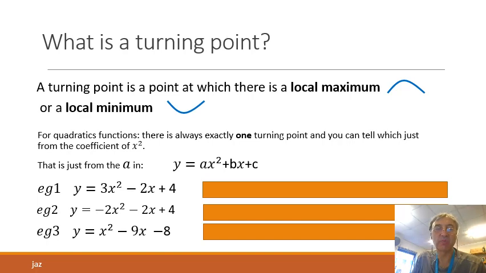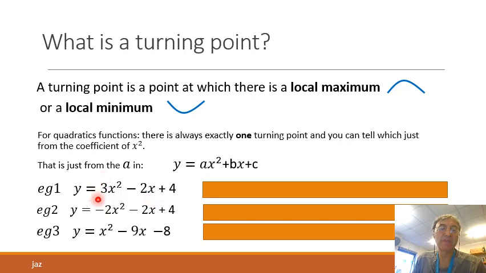For other curves, you'll see there are more. And for quadratics, what will tell you whether it's a maximum or a minimum is the coefficient of x squared. That means the value of a, which multiplies x squared. So let's take an example here. y equals 3x squared minus 2x plus 4.